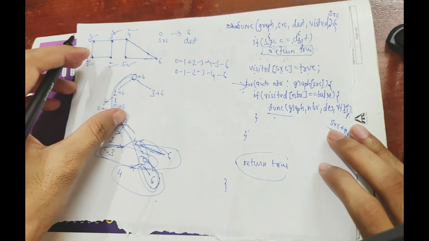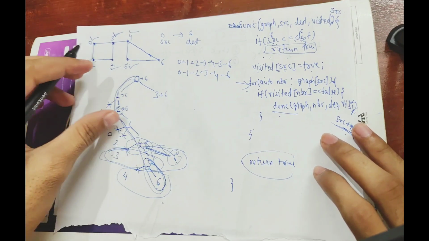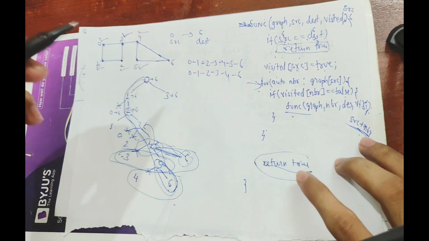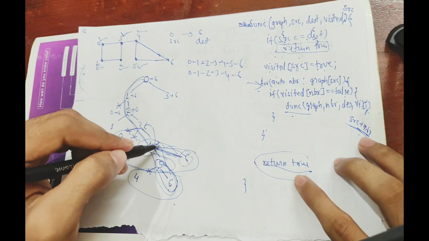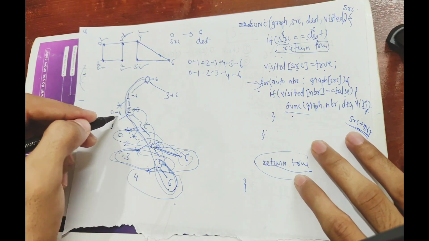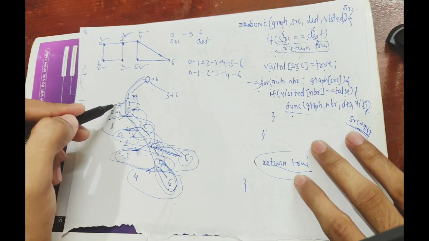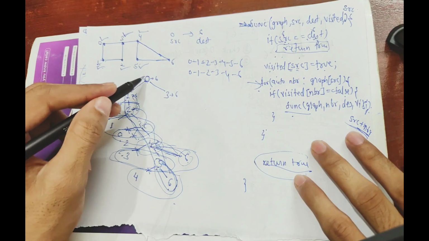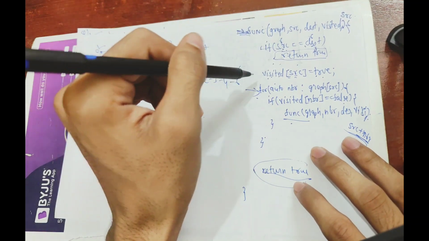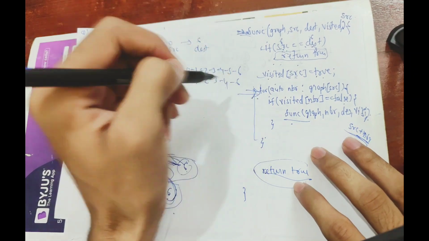Again, see, now we are done with 4. Now we came back to this 3, and then we are done with all the neighbors of 3. Then again we return back to 2. So all of 2's neighbors are done, so we will return back from 2 to 1. Then once all the neighbors are done, we will return back to 0. Now we are at 0, at this point.